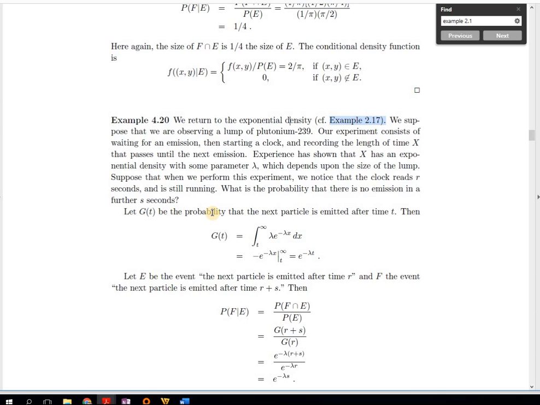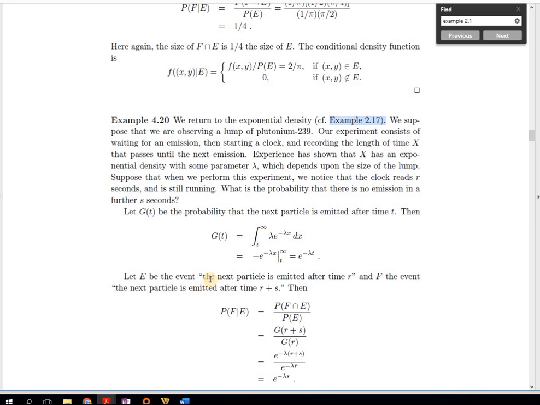So let g of t be the probability that the next particle is emitted after time t. All right, so here we're saying after, not within time t, after time t. Okay, then g of t is equal to the integral from t to infinity of the density function of the exponential distribution. Why t to infinity? Because this corresponds to the time greater than t. Right, so the particle is emitted after time t. And you can do this integral.